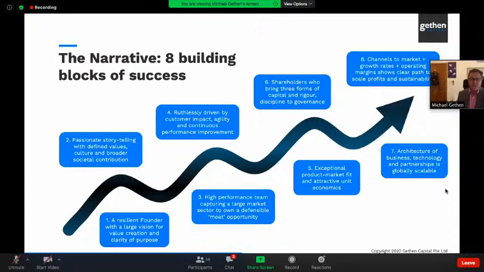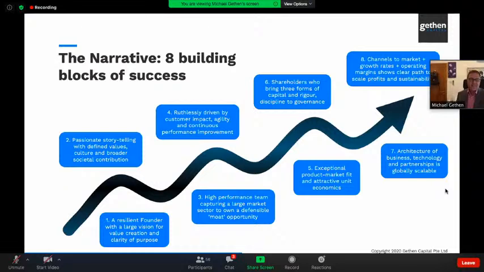It's a story that winds through, and you'll see the reference to a defensible moat opportunity, being ruthlessly driven by the impact they're having on customers and their agility, how they've got exceptional and attractive unit economics, and how they're ultimately on a clear path to scale, profits and sustainability. These are some components of a story that, in M&A, is what makes deals happen.